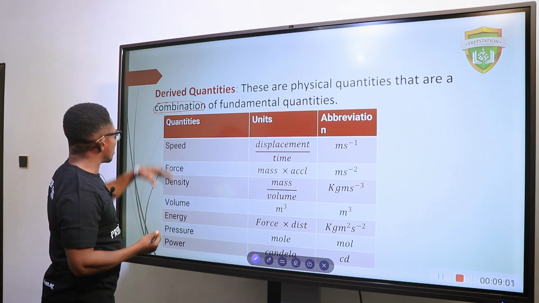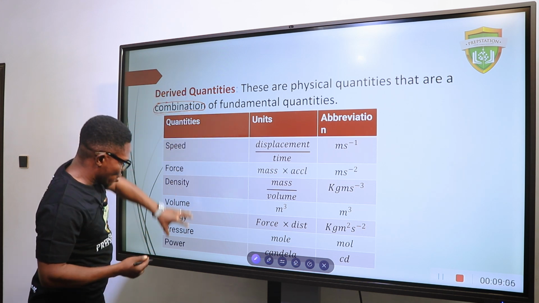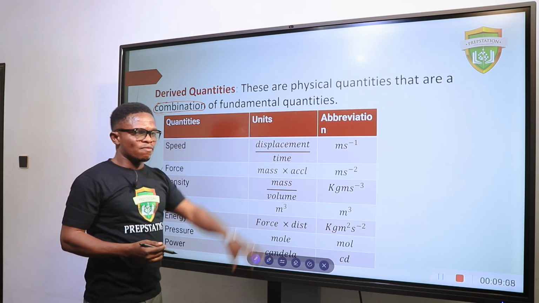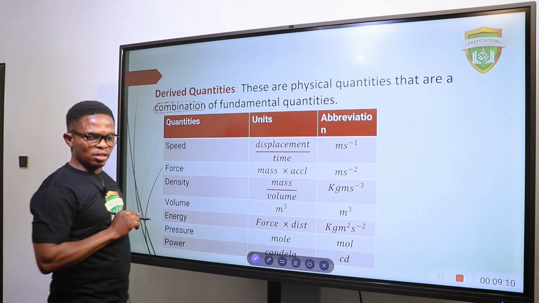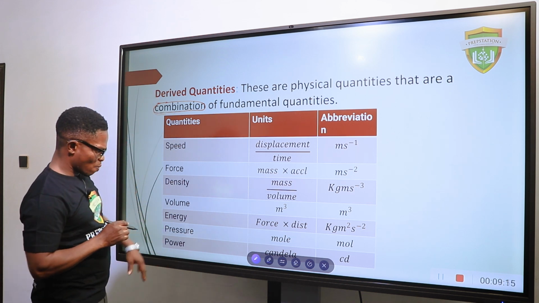Either you multiply, divide, add, or subtract. So the arithmetic operation of the fundamental quantities will give rise to what? Derived quantities. I want to believe you got that. Now let's look at it. There are many, but I just brought up a few here.